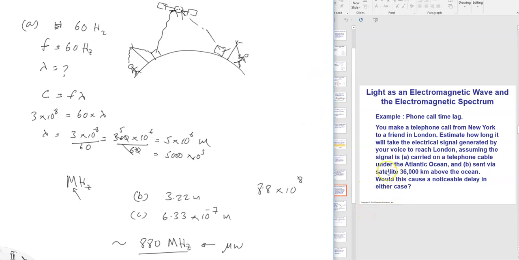It says that the satellite is 36,000 kilometers above the ocean. Okay, general knowledge question. What kind of satellite is this? There are low Earth orbit LEO satellites, medium Earth orbit MEO satellites, and then geostationary satellites. What kind of satellite is this? At this altitude and for telecommunication, it has to be a geostationary satellite.